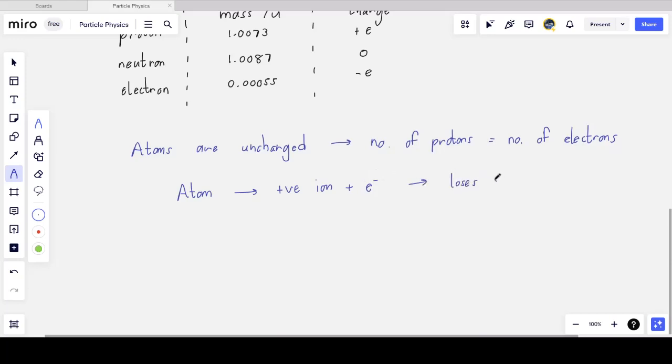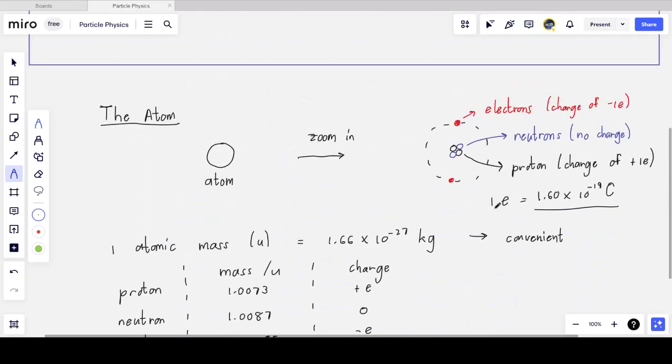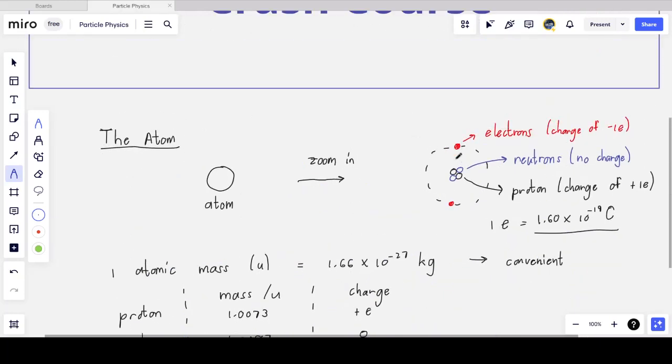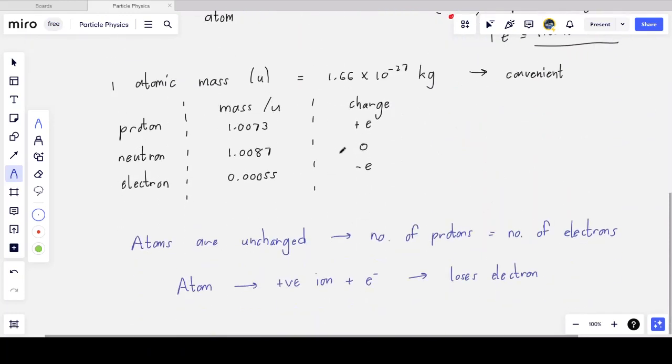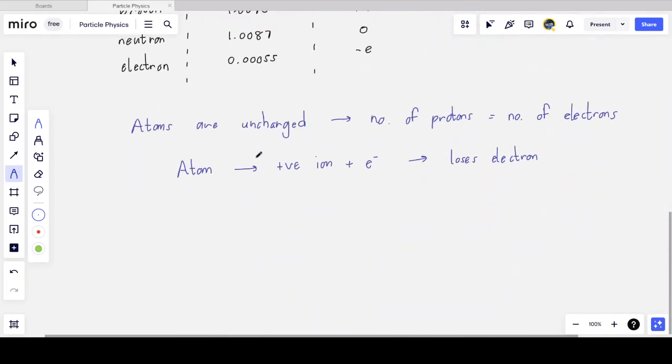Why do I say it loses an electron? Well, firstly, electrons are very far out from the center of the nucleus. If we look at the diagram of the atom, there's a big distance from the nucleus to the electron. Electrons in the outer orbits around the nucleus are loosely bound to the atom and are easy to get rid of. They're also very light, and so they don't require much energy to move.